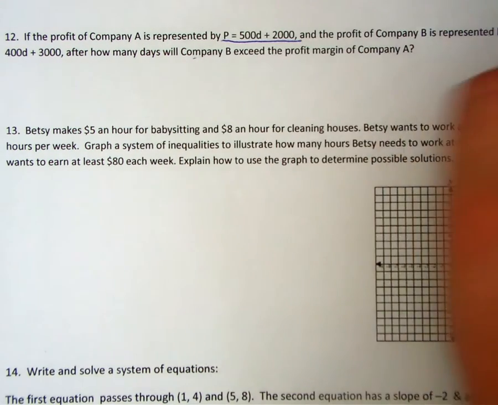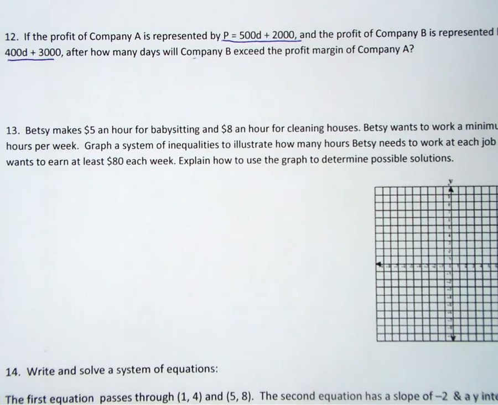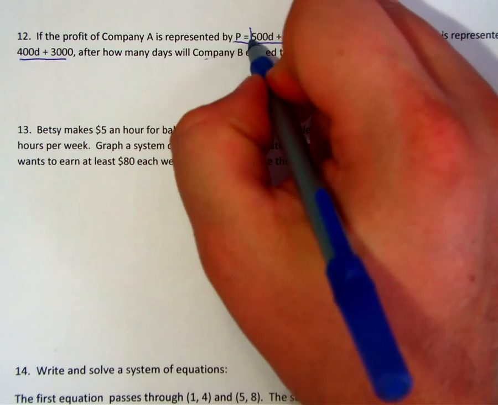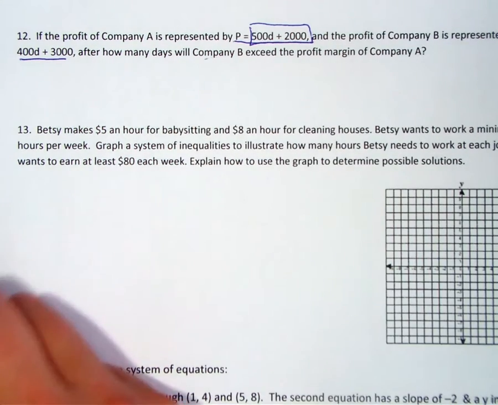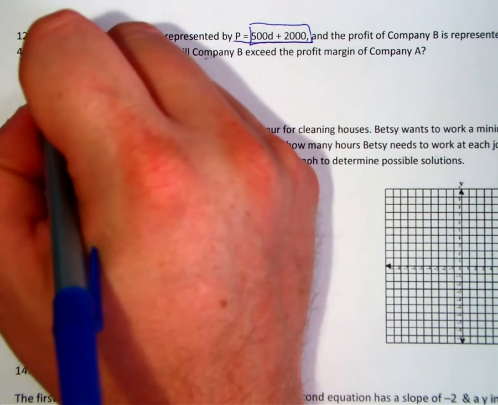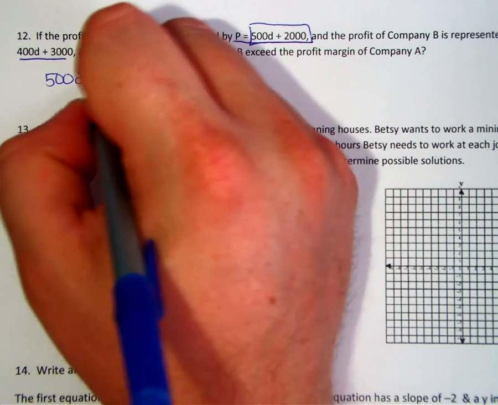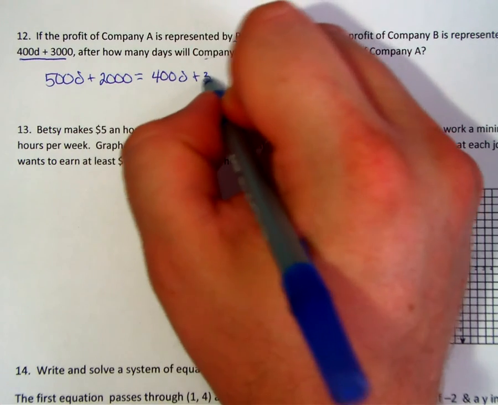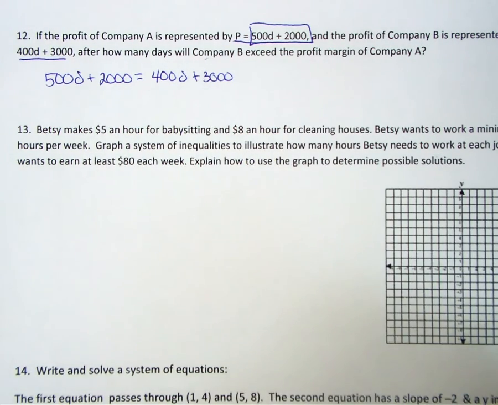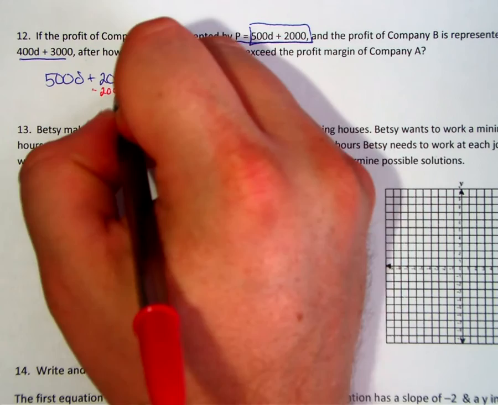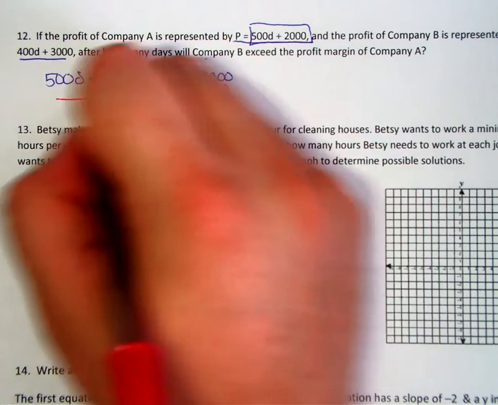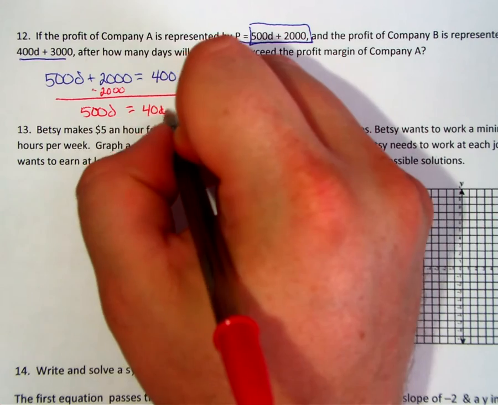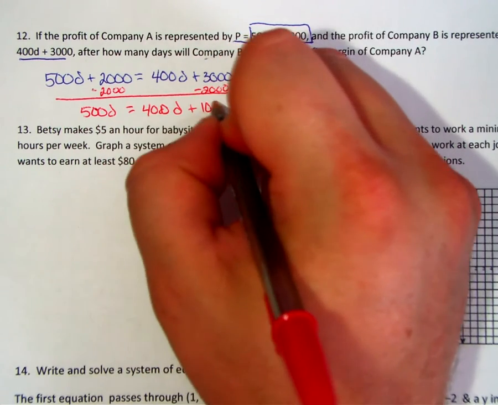Again, we can see that we have two equations where P is already isolated. If P is already isolated, then it would make sense for me to substitute in the value of P for one equation into the other. So 500D + 2,000 = 400D + 3,000, where we will subtract 2,000 from the one side. 500D = 400D + 1,000.